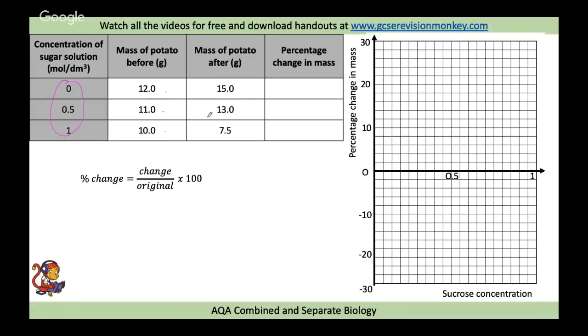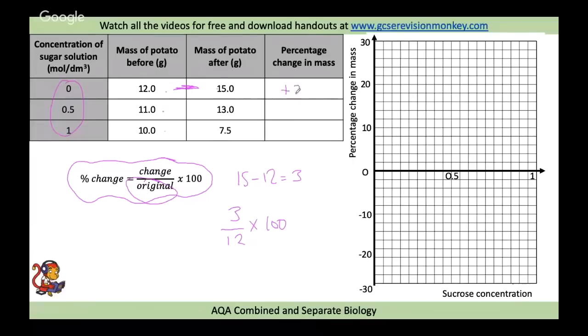So we have the mass of the potato afterwards, and we can calculate the mass change. Now, what you're going to need to do as one of your math skills, especially in biology, is calculate percentage change. So the difference in the mass of the potato would be 3. So the change would be 3. 15 minus 12 gives us 3. And then we divide that by the original, which in this case started off as 12. So 3 divided by 12 and multiplied by 100 will give us a percentage change for this first one of plus 25%, plus because it's increased in mass.